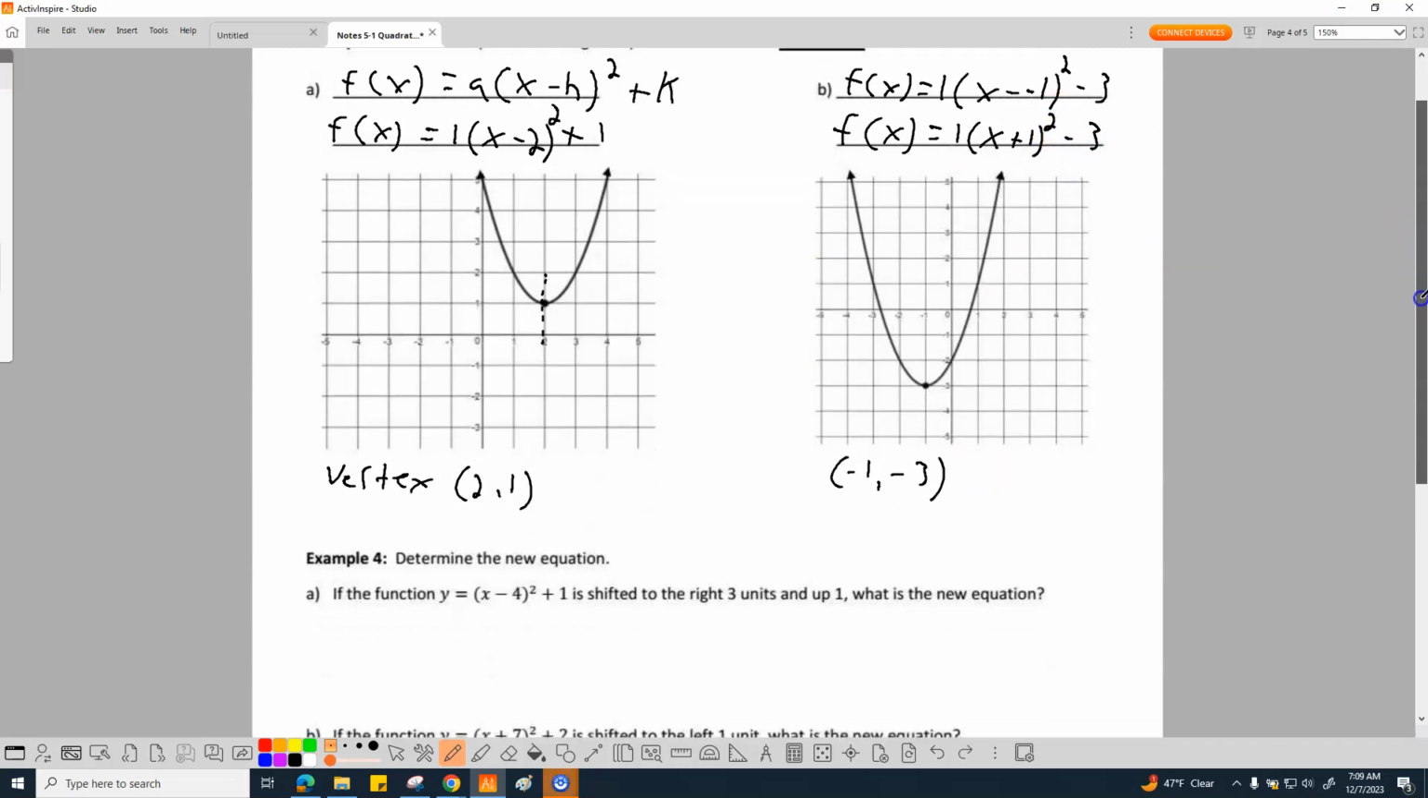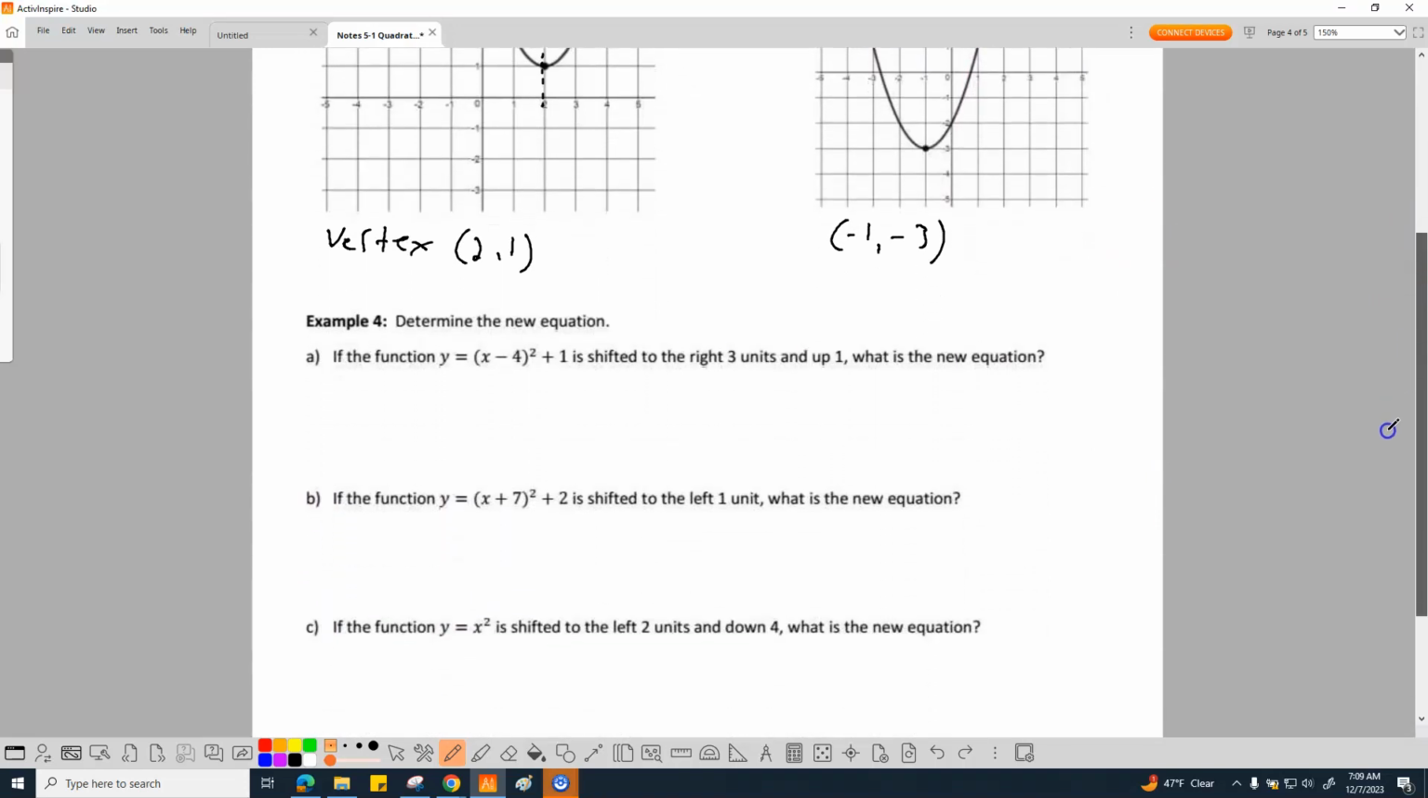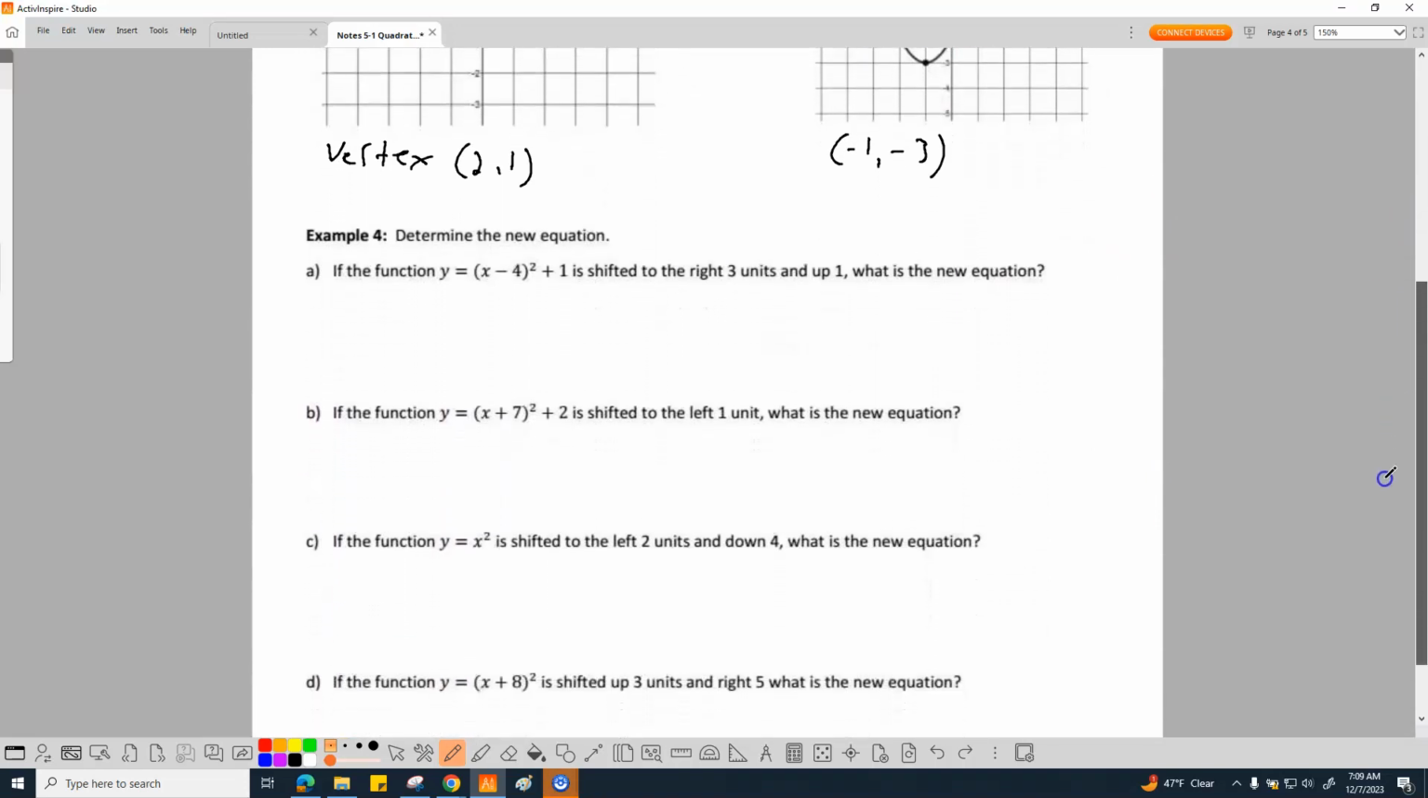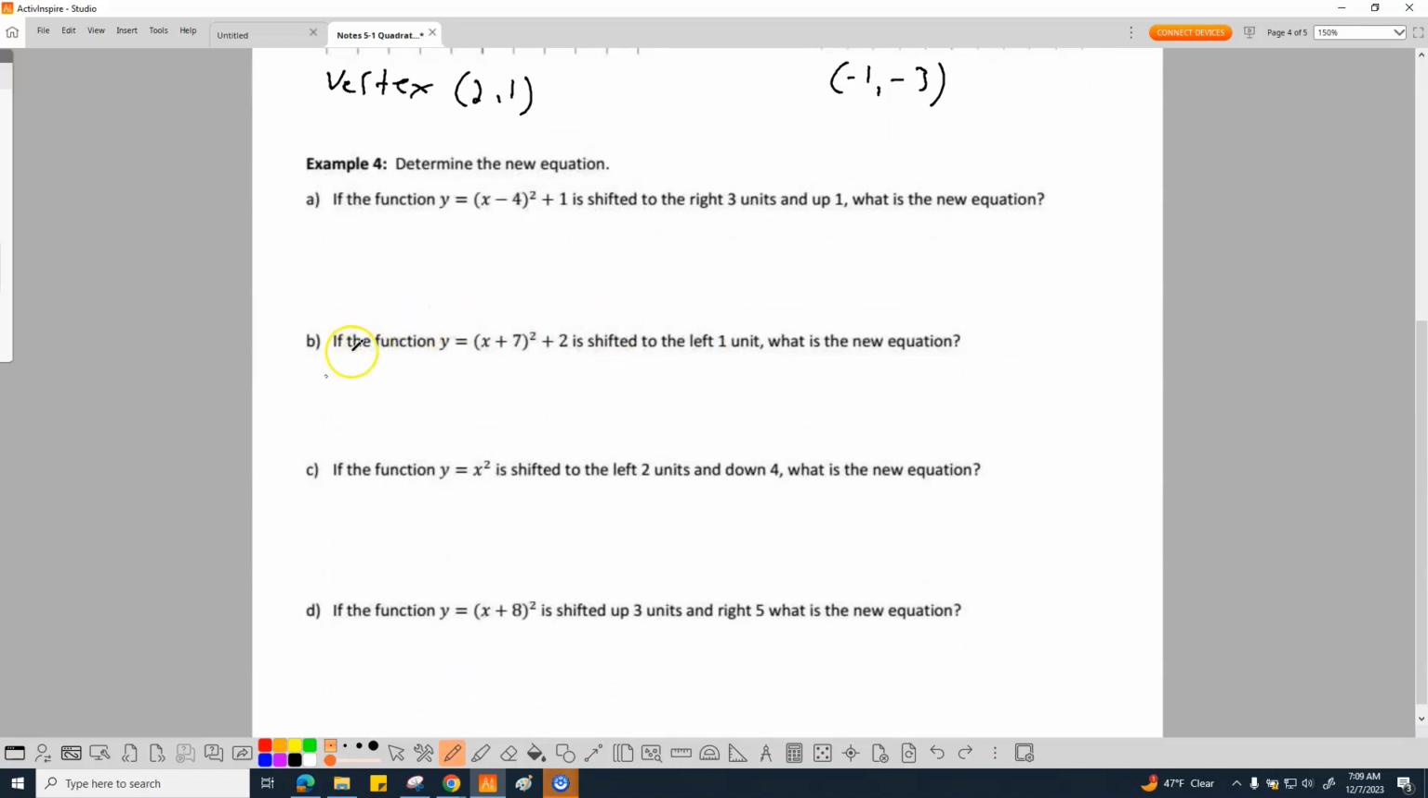And that's that. Hold on. I want to do this one. If the function is shifted up, what is the new equation? Got it. Yes, I do want to do these. I'm going to do this on another video.